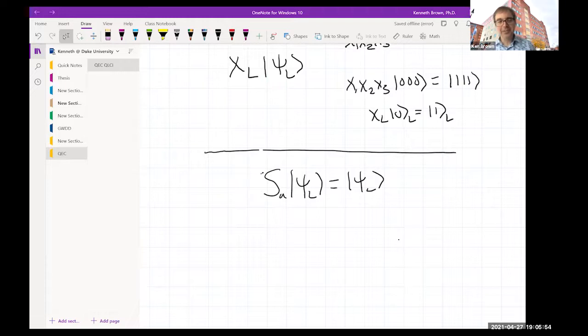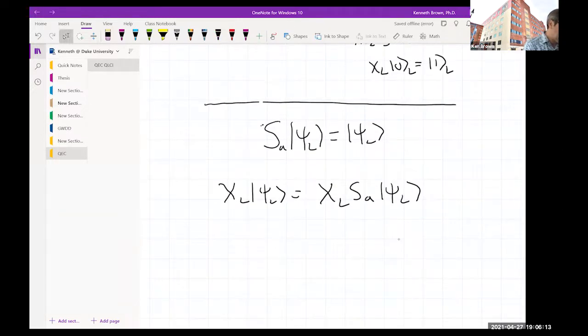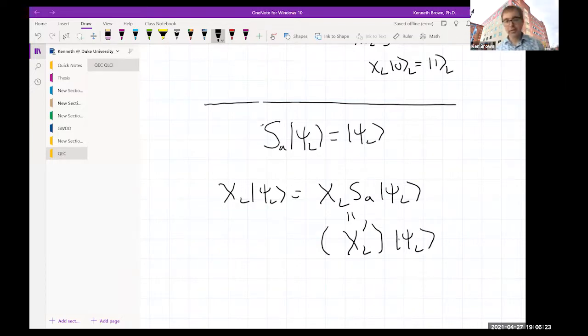and so as a result, we can do the following. We can take X_L Psi_L. We can bring out some stabilizer. And then this is also a logical X. So it'll always be logical X multiplied by the stabilizer.